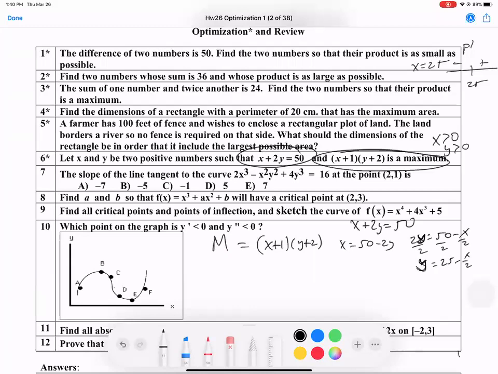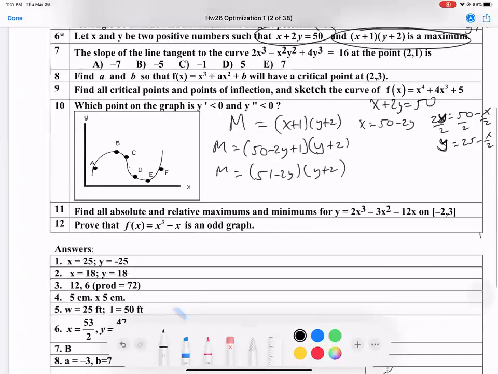So let's do the unconventional one. Let's get rid of x because no fractions. So x now has become, rewriting it, m equals 50 minus 2y plus 1 and y plus 2. I can combine like terms. That's going to be m is equal to 51 minus 2y and y plus 2.